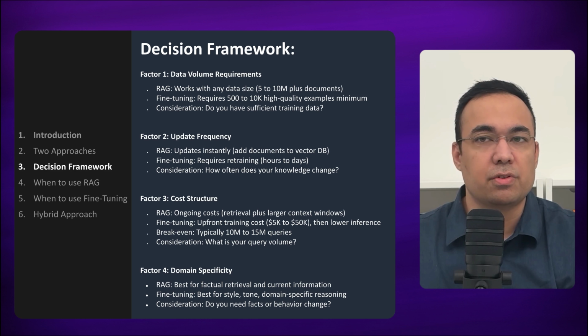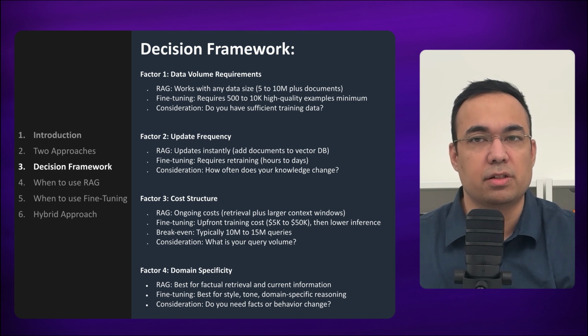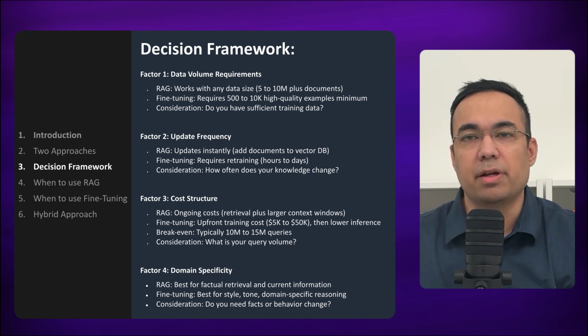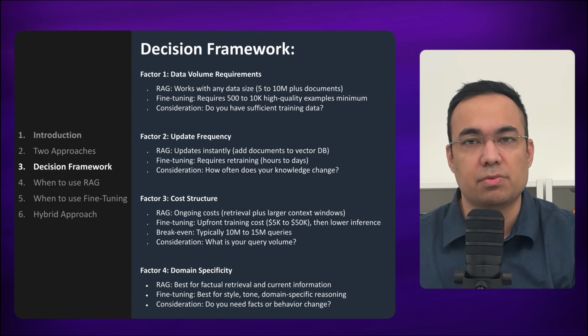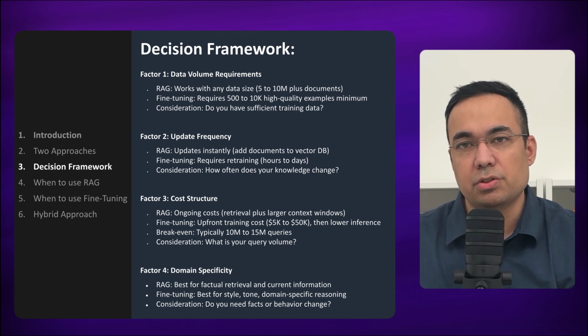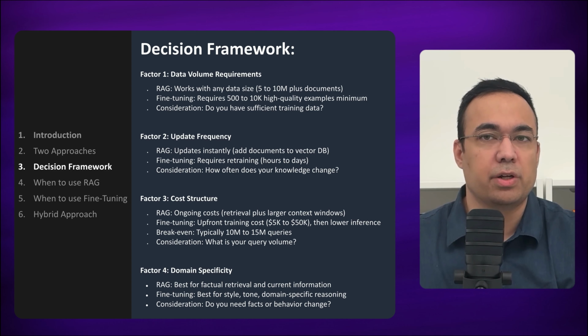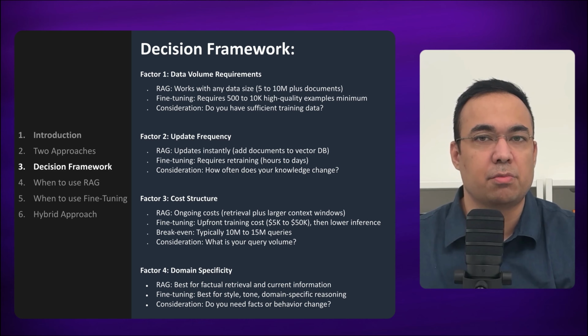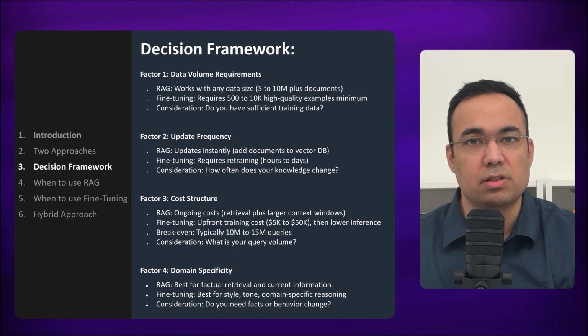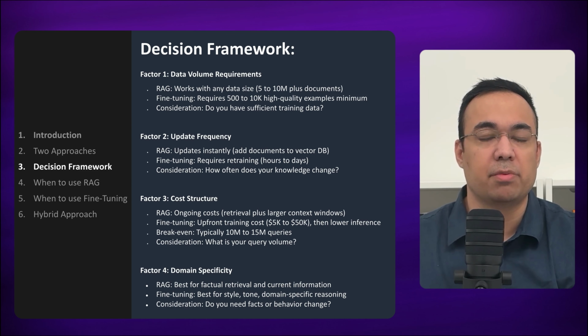But then again, your inference costs are much lower because you're not doing retrieval and your prompts are much shorter. The break-even point typically occurs somewhere around 10 million to 15 million queries, though this varies based on your specific costs. The question you should be asking is, what is your expected query volume over the next year? If you're serving millions of queries, that upfront training investment might pay off. If you're serving thousands, the ongoing per query cost of RAG might be more economical.